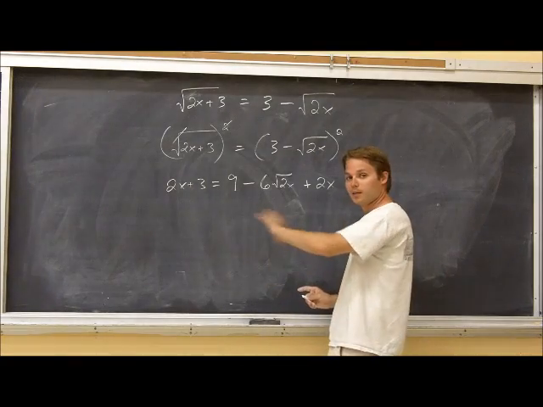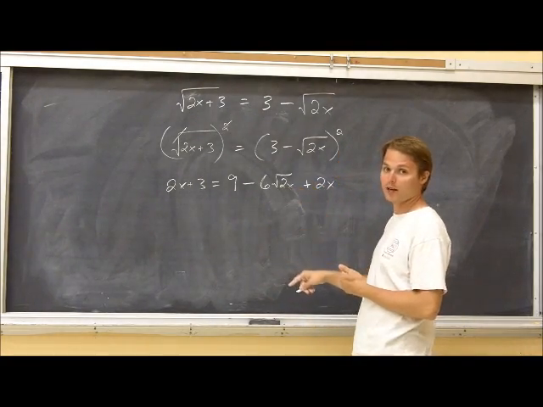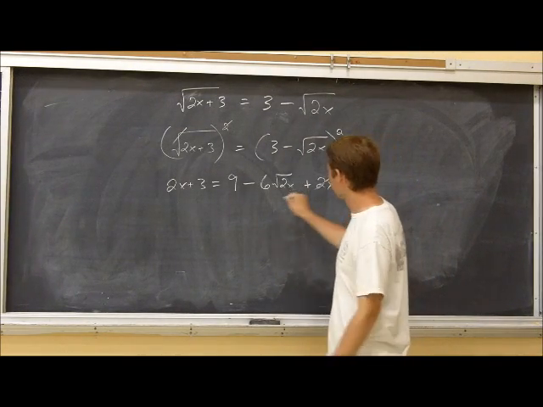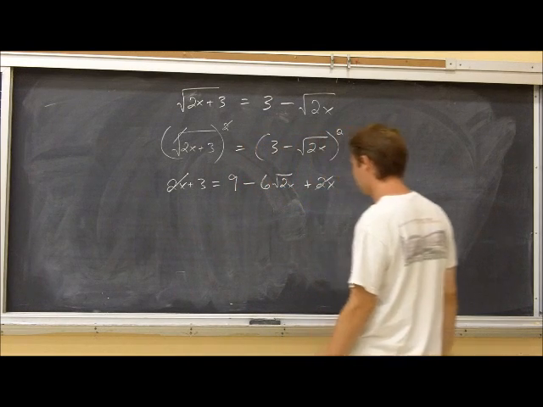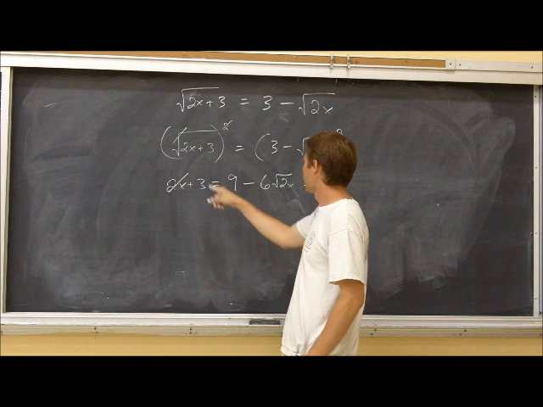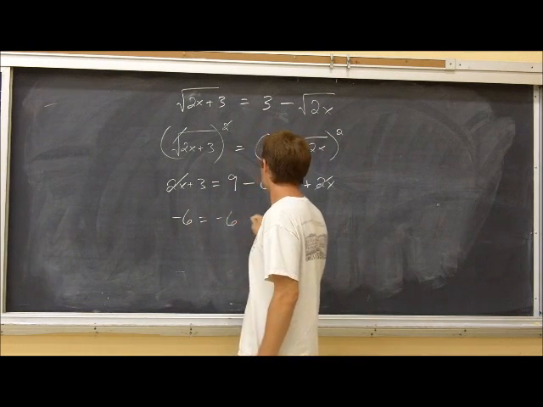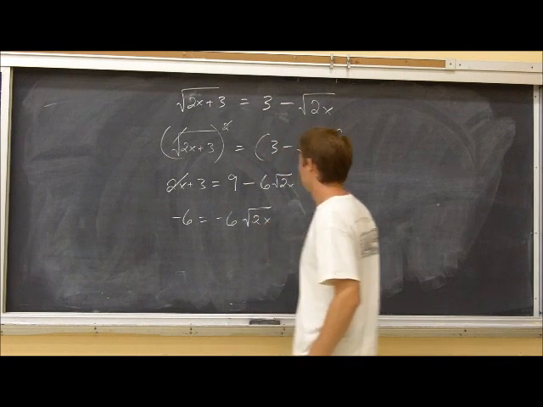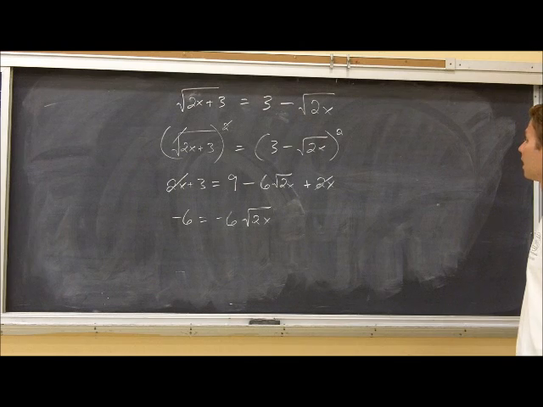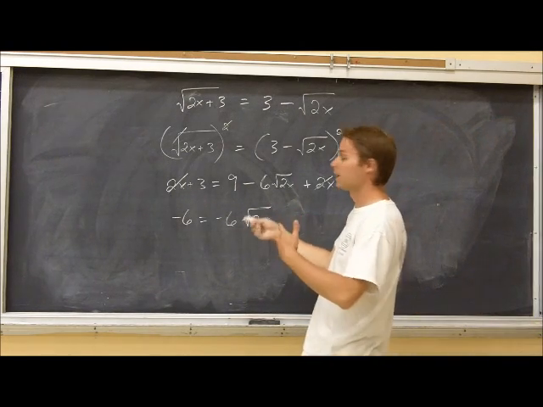Now what I want to do is clean up the equation, and then try to isolate this radical by itself and square the equation one more time. So this 2x and this 2x, if I subtract them, they'll cancel out. Then I can subtract over this 9, and I'll get a negative 6 here, and that's equal to negative 6 times the square root of 2x. I could go ahead and square both sides now, but then I would have to square this negative 6, and I'll end up with bigger numbers.